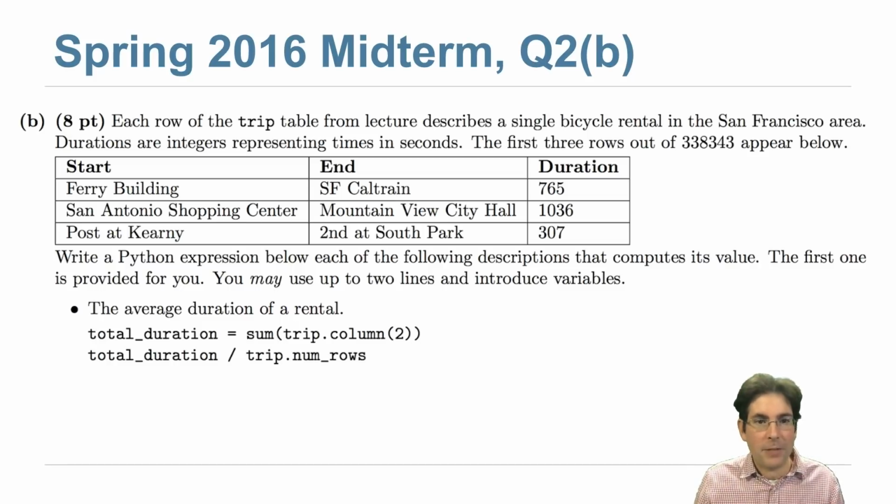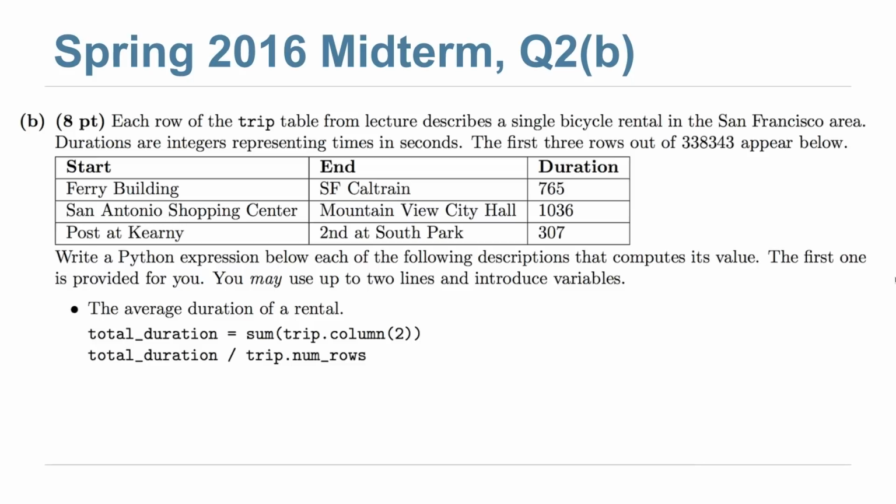So you could say the average duration of a rental could be computed by setting the total duration to be the sum of all the durations, which we get by taking trip.column. Trip.column gives me an array. That array is summed to get the total duration. The average duration is the sum divided by the count, the number of rows.